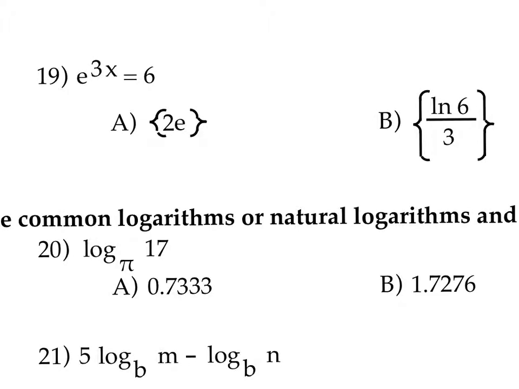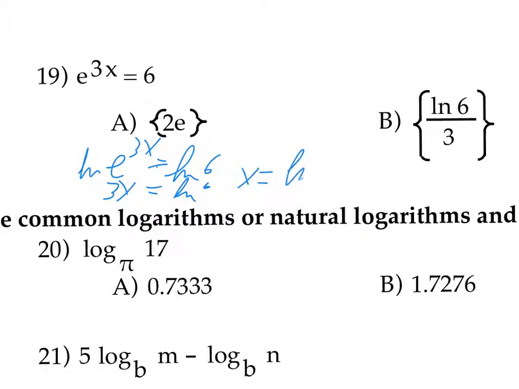Number 19, we get another exponential equation. This is going to be in terms of e. I'm going to use ln again. So ln of e to the 3x is equal to ln of 6. Oh wait, ln of e to the 3x is just 3x. So I get 3x is equal to ln of 6, leaving me with x equals ln of 6 over 3.